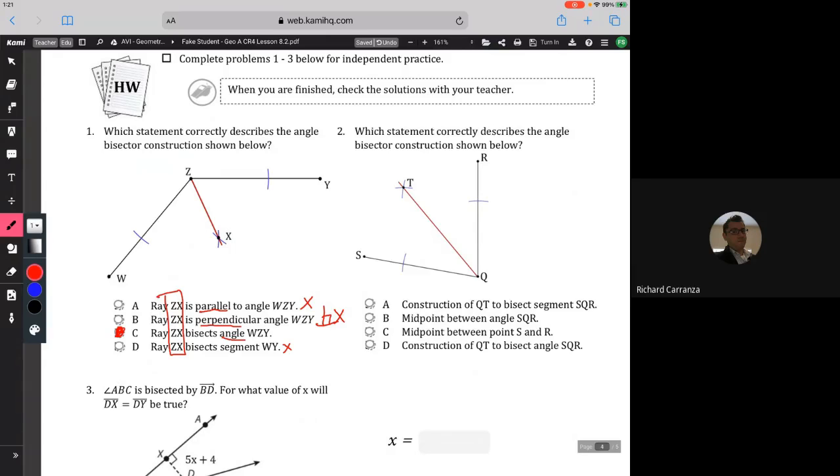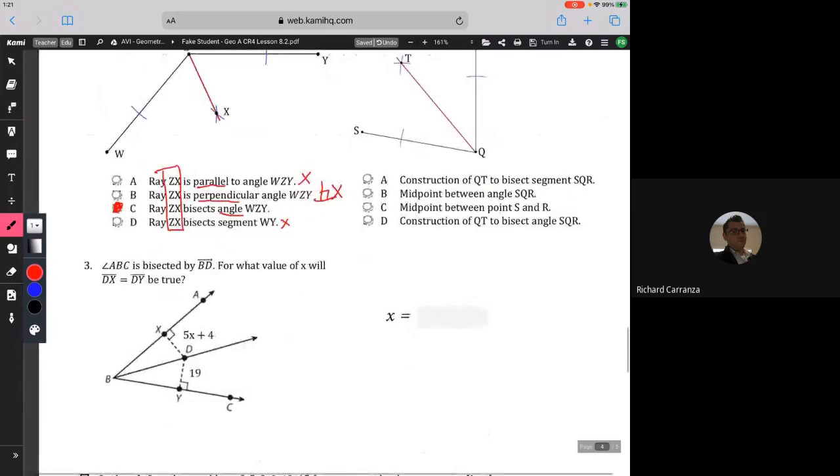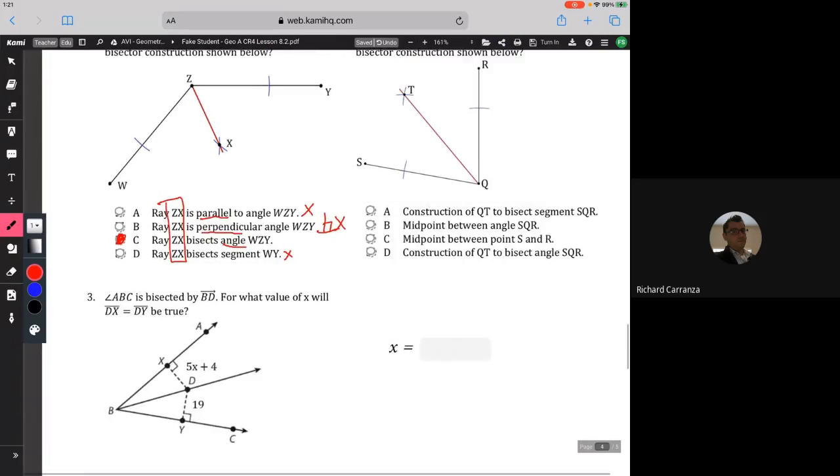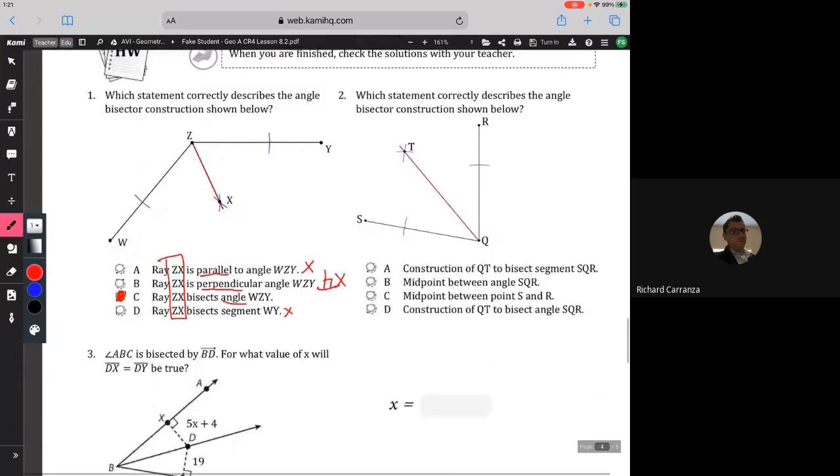If you guys want to continue doing the homework, you guys have to at least try it out, right? What is number 2? What do you guys think we're constructing on number 2? So to me, it looks like the red line is QT, so I'm constructing QT. So right away, it's either going to be A or D. It's going to be one of those two. That's it.